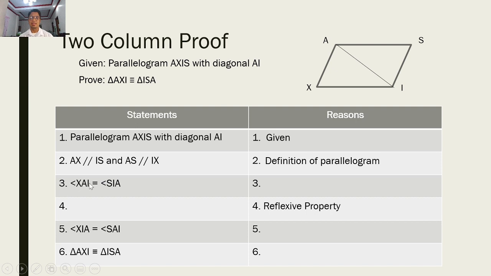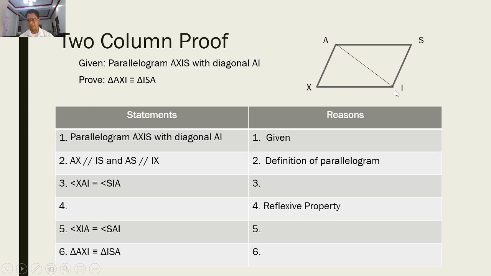Now, angle XAI, so we are referring to this angle, itong kapirasong ito, is equal to angle SIA. Ito. Ba't daw siya naging equal? Dito na nagkakaroon ng confuse yung mga nagsasagot sa two-column proof. Balikan natin yung nasa taas. Sabi ko kanina, yung mga statement at reason sa unahan in preparation sa baba. Sir, parallel ito. Ito ay parallel. Ito ang tinutukoy na angle.